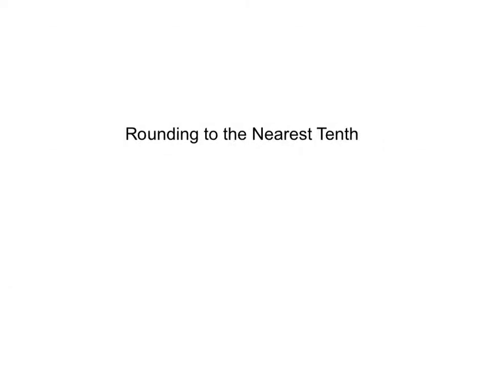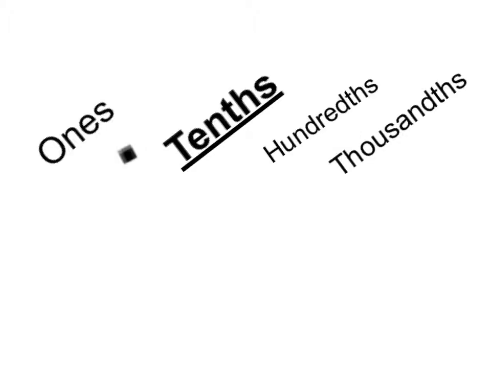In this lesson, we're going to learn how to round to the nearest tenth. In order to round to the tenths place, you need to know where the tenths place is located. The tenths place is located right next to the decimal. For rounding to the tenths, you'll also have to know that the hundredths place is right after it. But the most important thing to remember is that the tenths place is right next to the decimal.